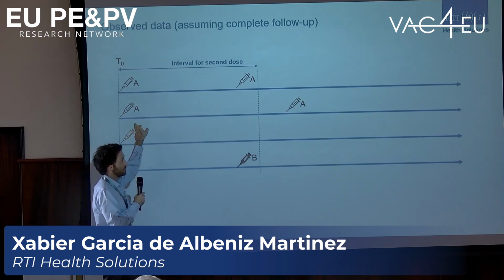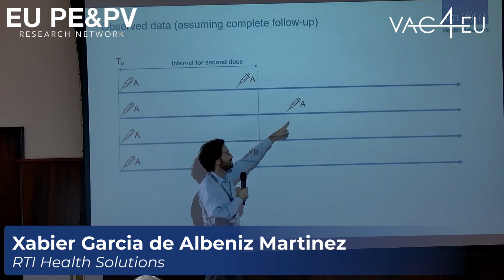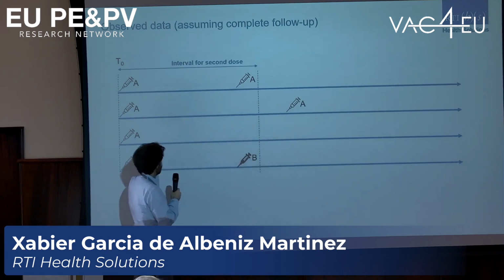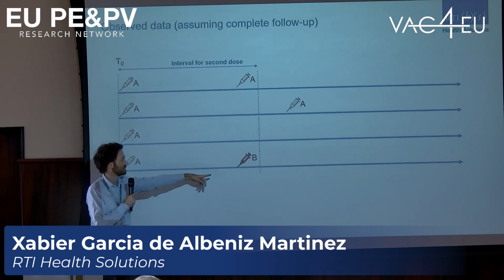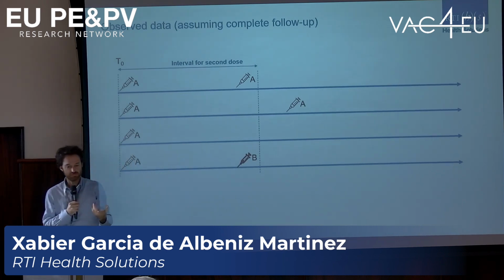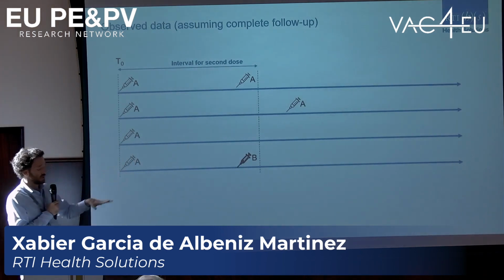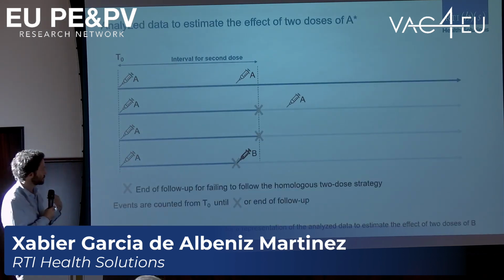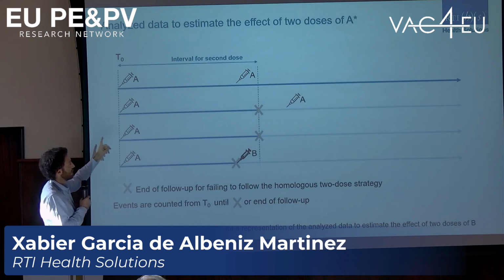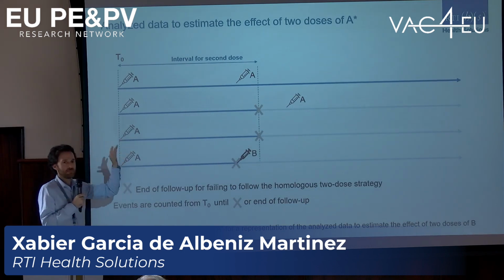There will also be patients who receive vaccine A too late, patients who didn't receive a second dose at all, and patients who mixed brands, right? If this is what we have in our database to estimate the effect of 2 doses, we have to do this. We have to select the compliant person time.